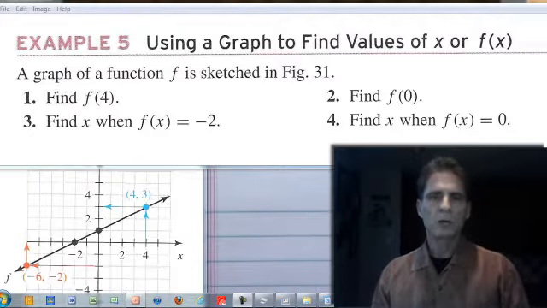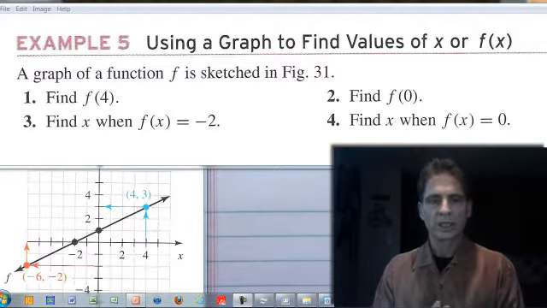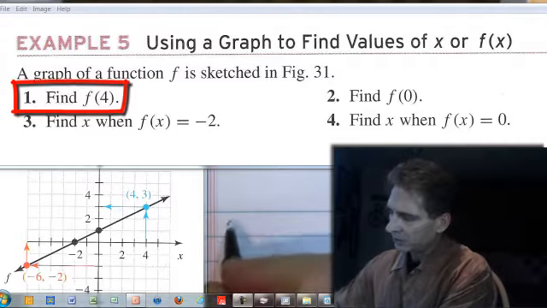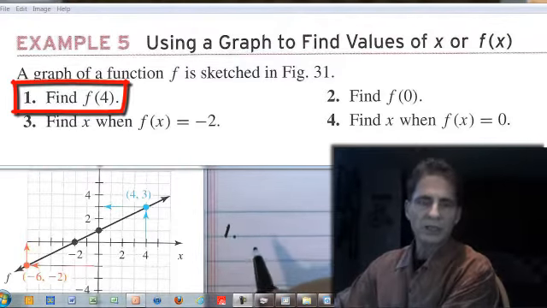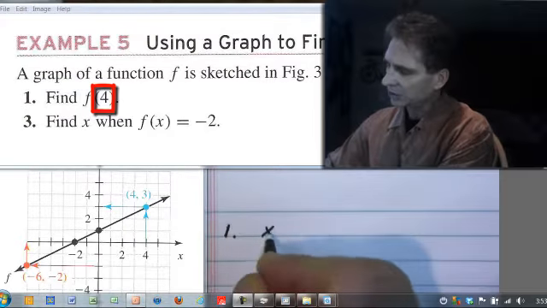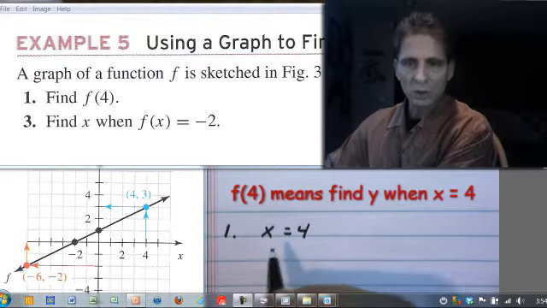Again, in example 5, we're using a graph to find values of x or f of x. And I think the most important thing is to decide what they're actually looking for and the information that they're giving you. For example, the biggest issue on problem number 1 would be, what are they giving me, the x or the y? Well, since it's f sub x, they're actually giving me an x value of 4. So therefore, I'm looking for f of x.